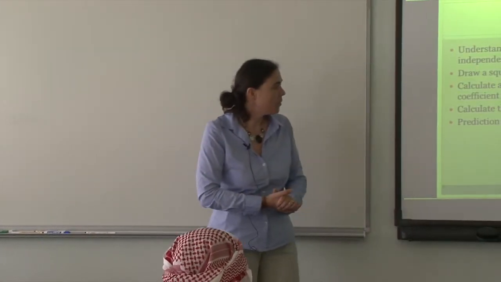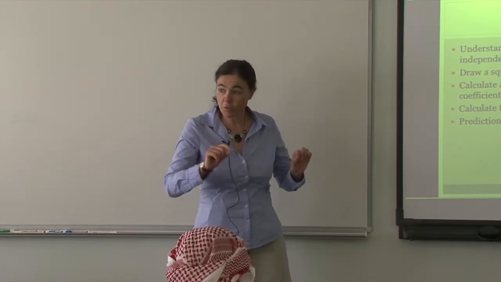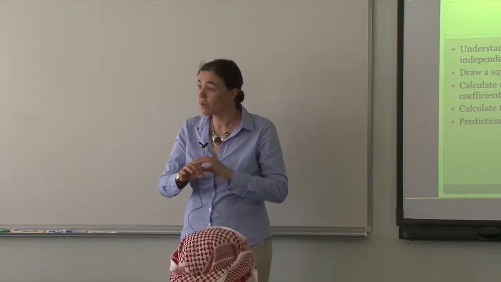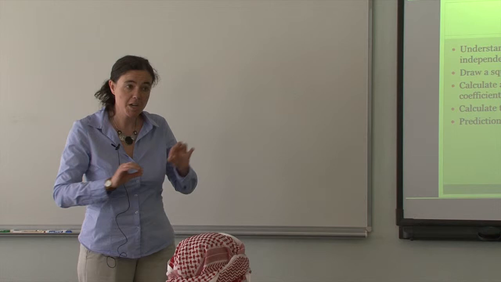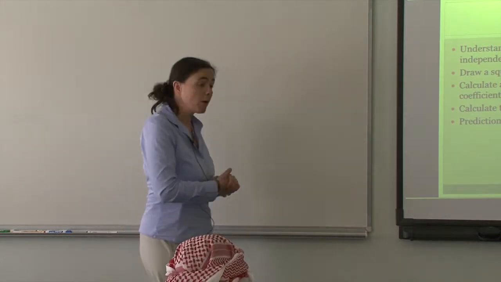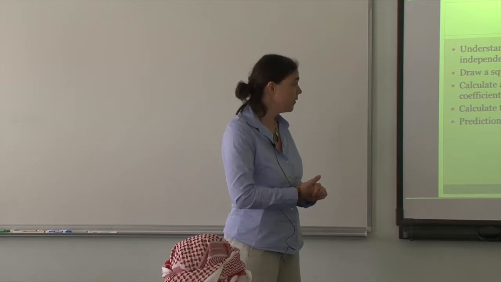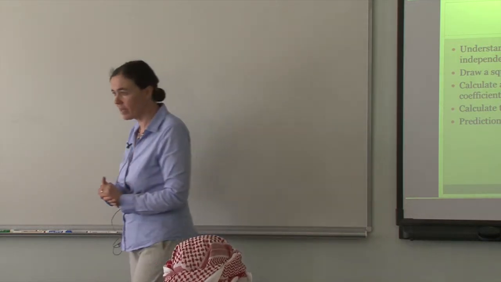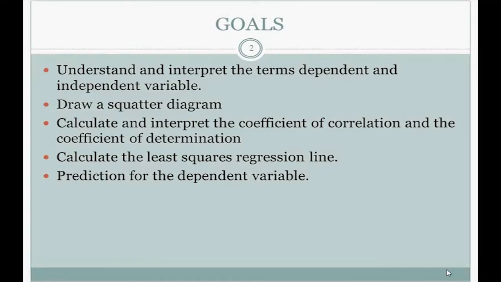And this one will be for next class: how to calculate the line of best fit. If you have a linear relationship between two variables, it means you can draw a line. And what will be the line of best fit? And the very last step will be to predict values from this line.